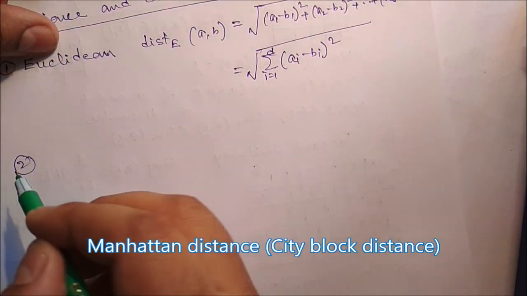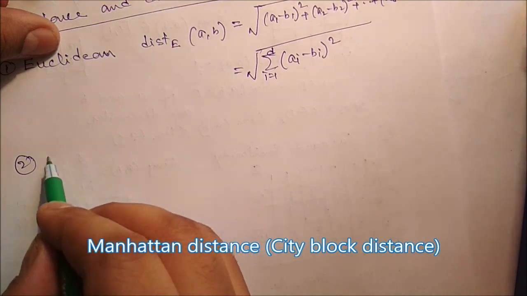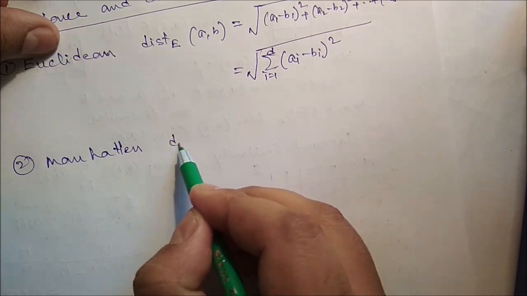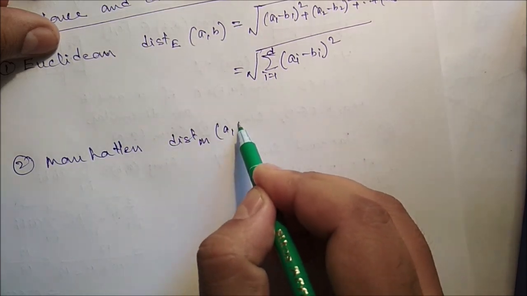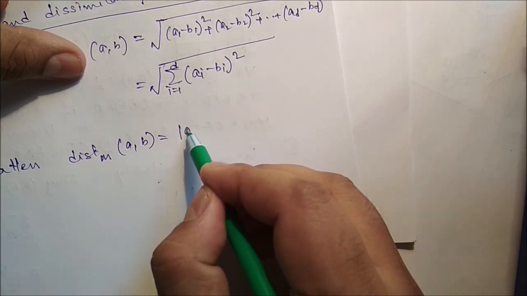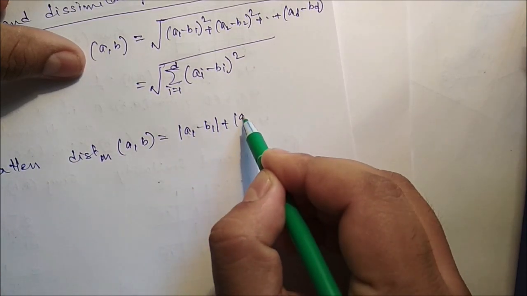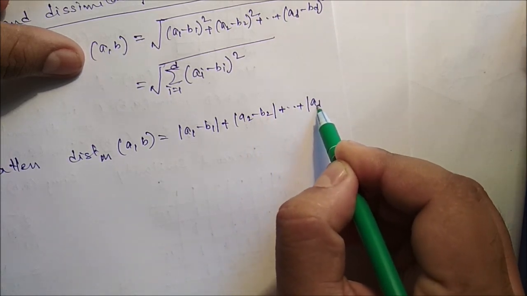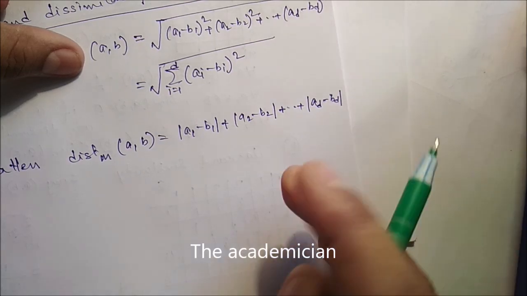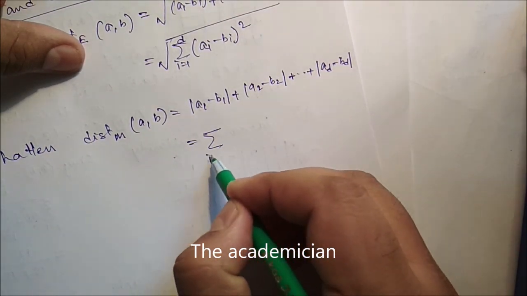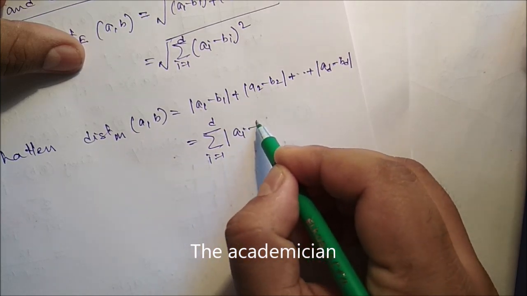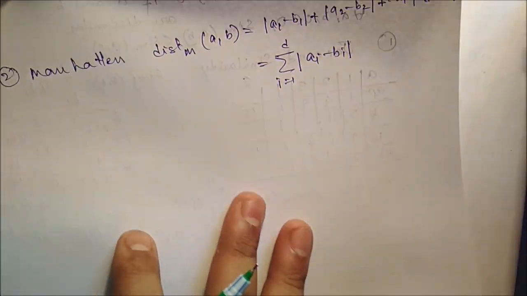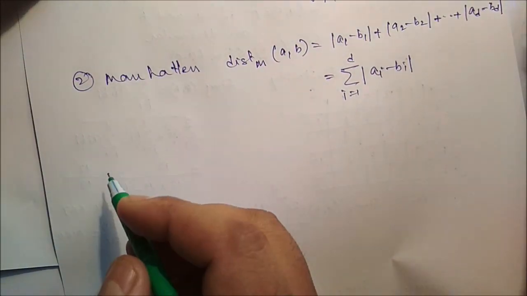Similarly, the Manhattan distance, or city block distance, between A and B is |A1 minus B1| plus |A2 minus B2| till |AD minus BD|. In compact representation, it is the summation from i equal to 1 to D of |AI minus BI|. So we can calculate the distance between two data points.